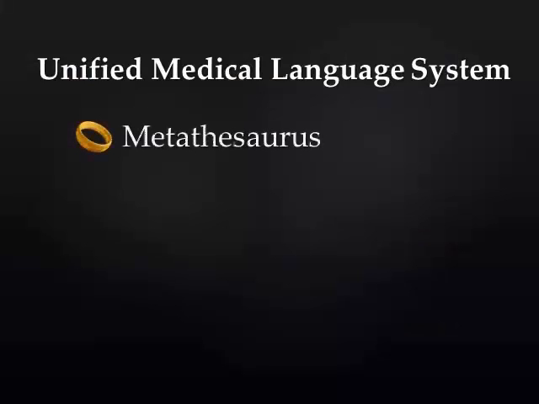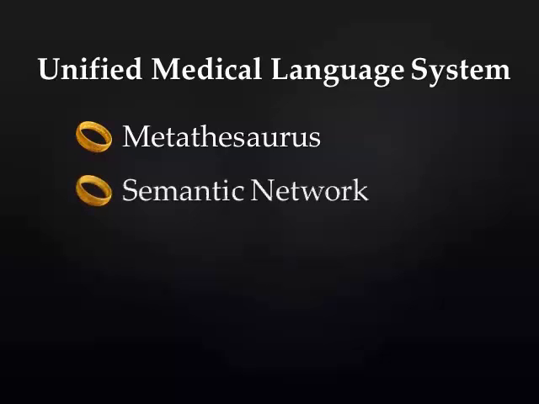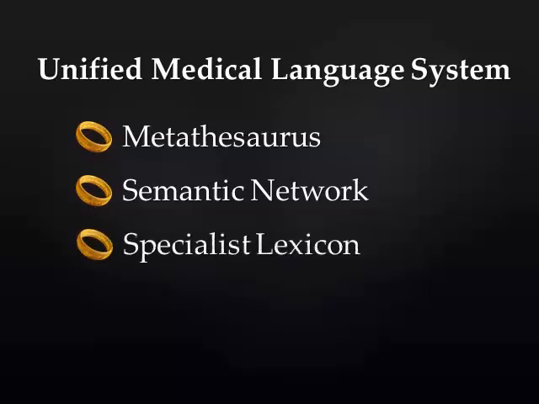UMLS has three tools being used. The first one is the Metathesaurus, the second one is the Semantic Network, and the last one is the Specialist Lexicon.